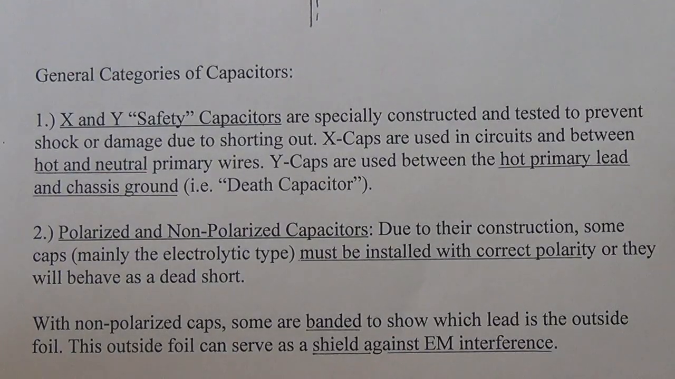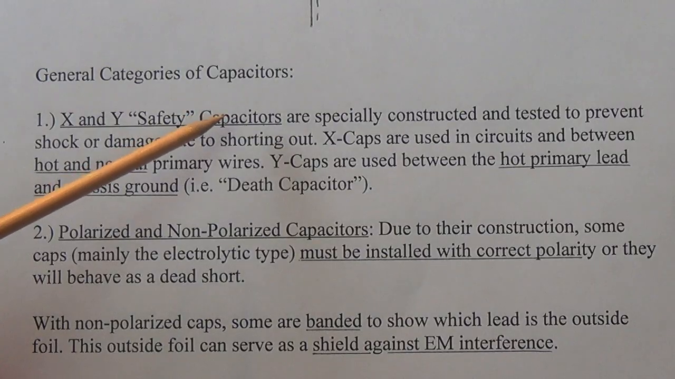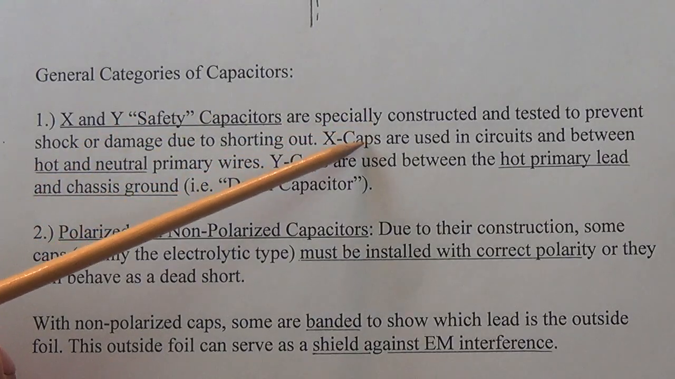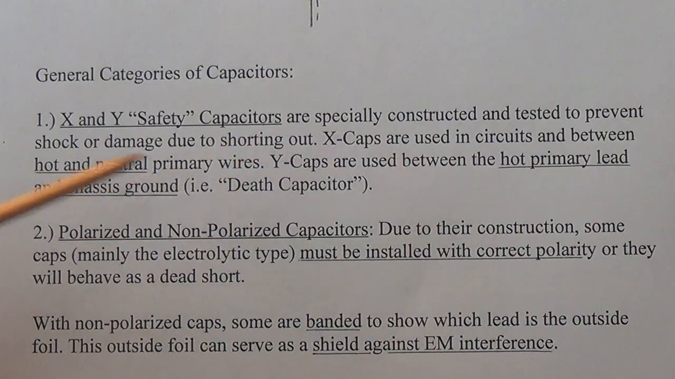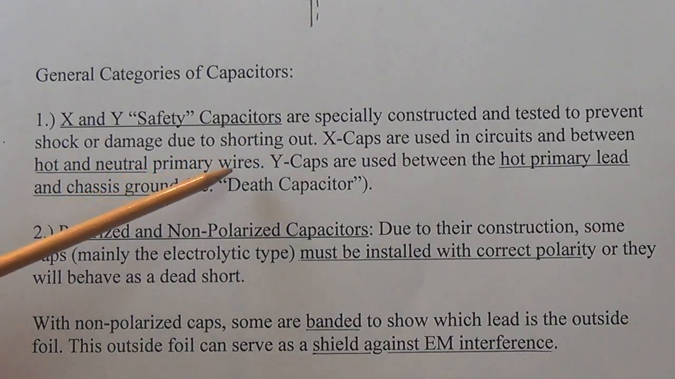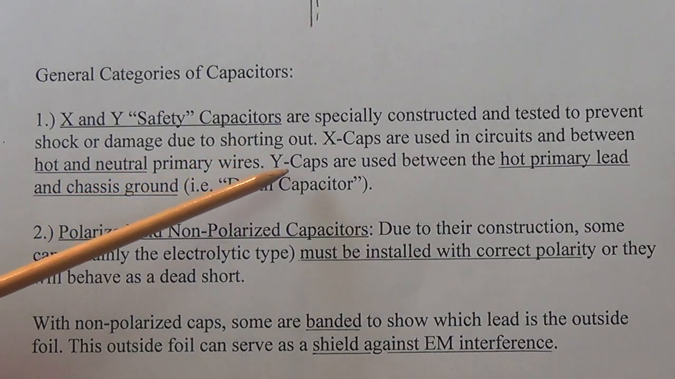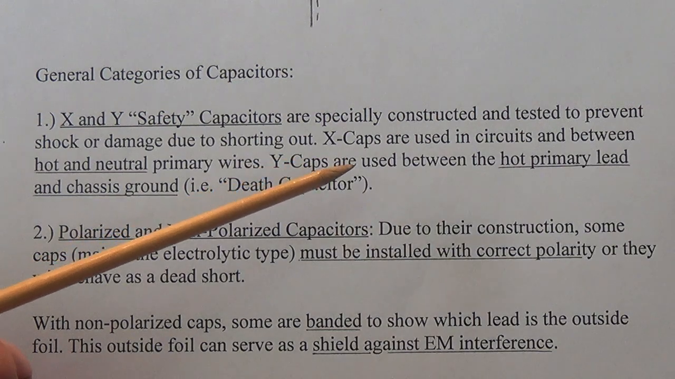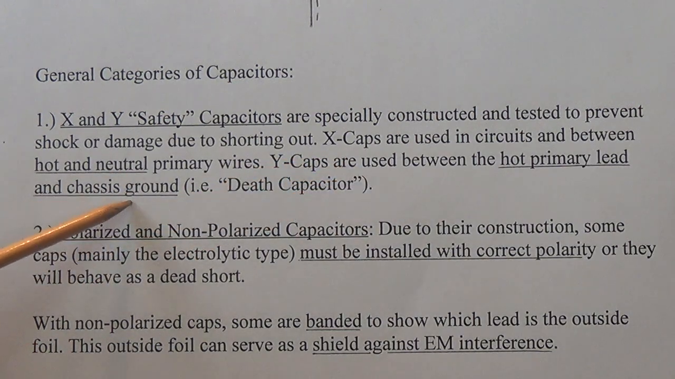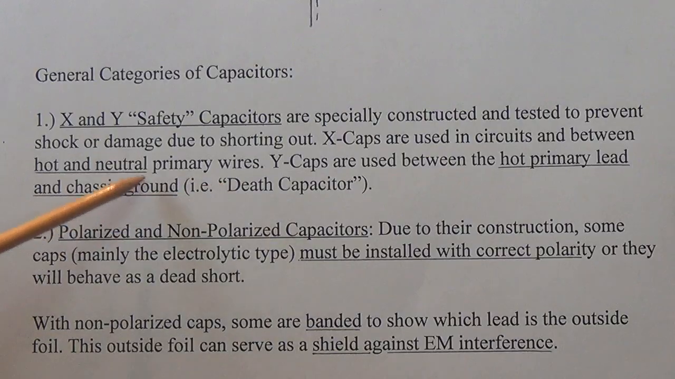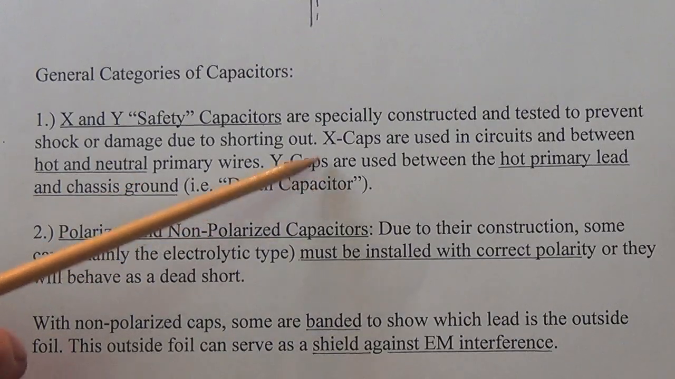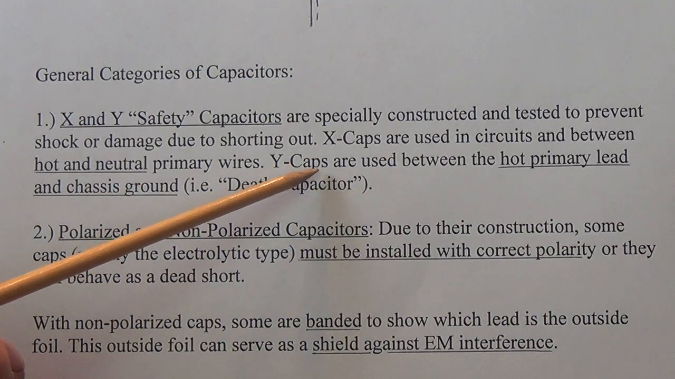Next, there are a couple general categories of capacitors. First are the X and Y safety capacitors. Now, X capacitors are used in circuits between the hot and neutral primary wires. Y capacitors are used between the hot primary lead and chassis ground. Those of you familiar with the death capacitor will spot that this is a Y cap.